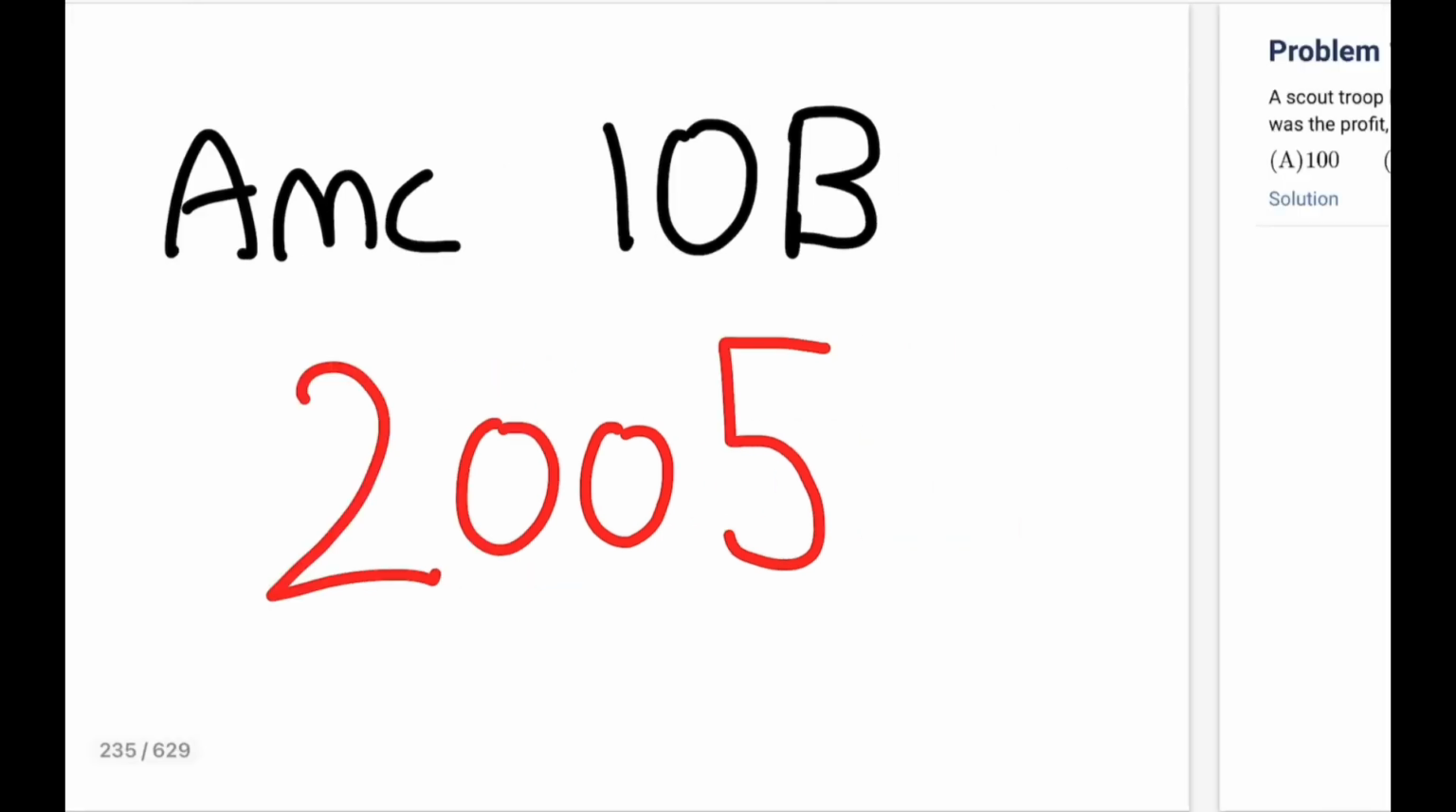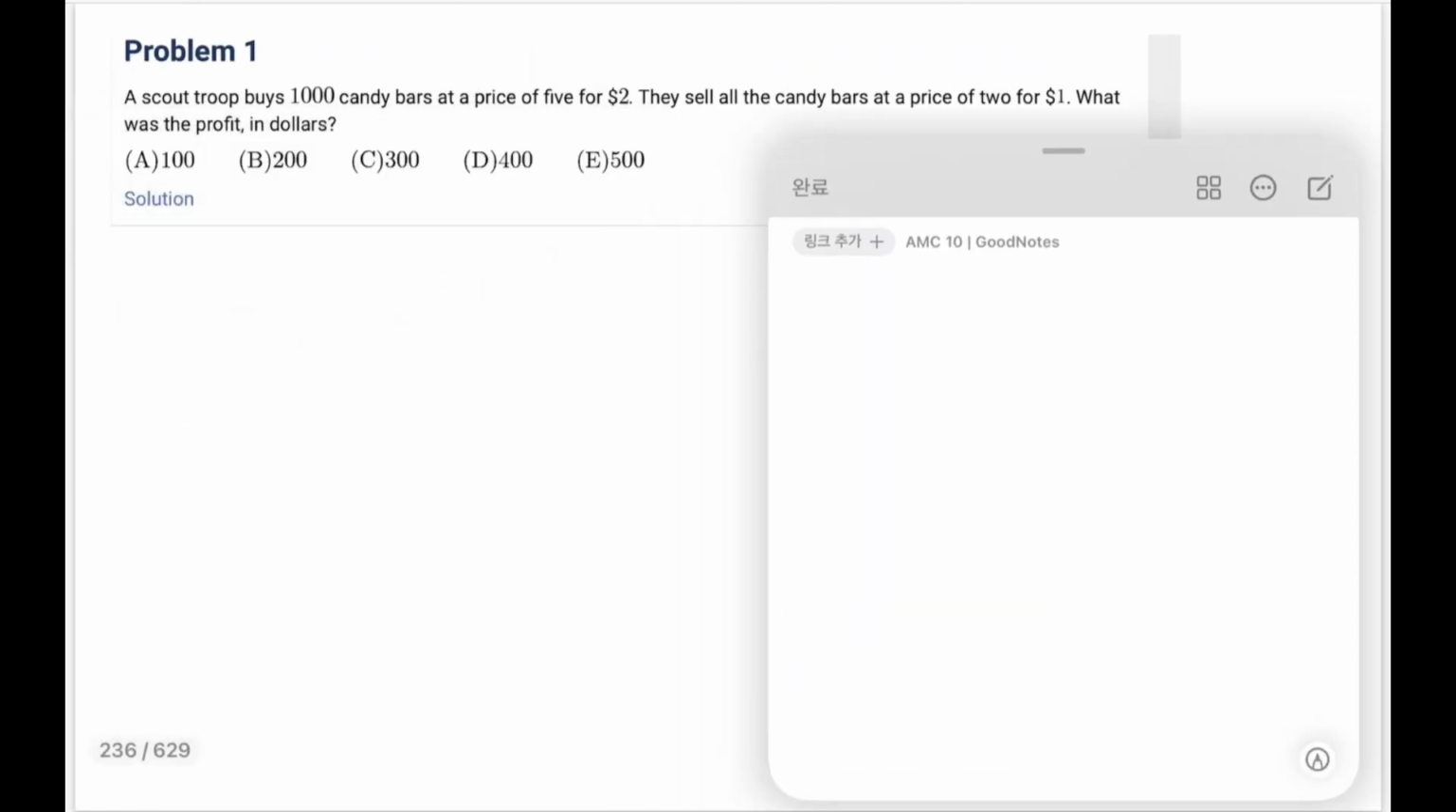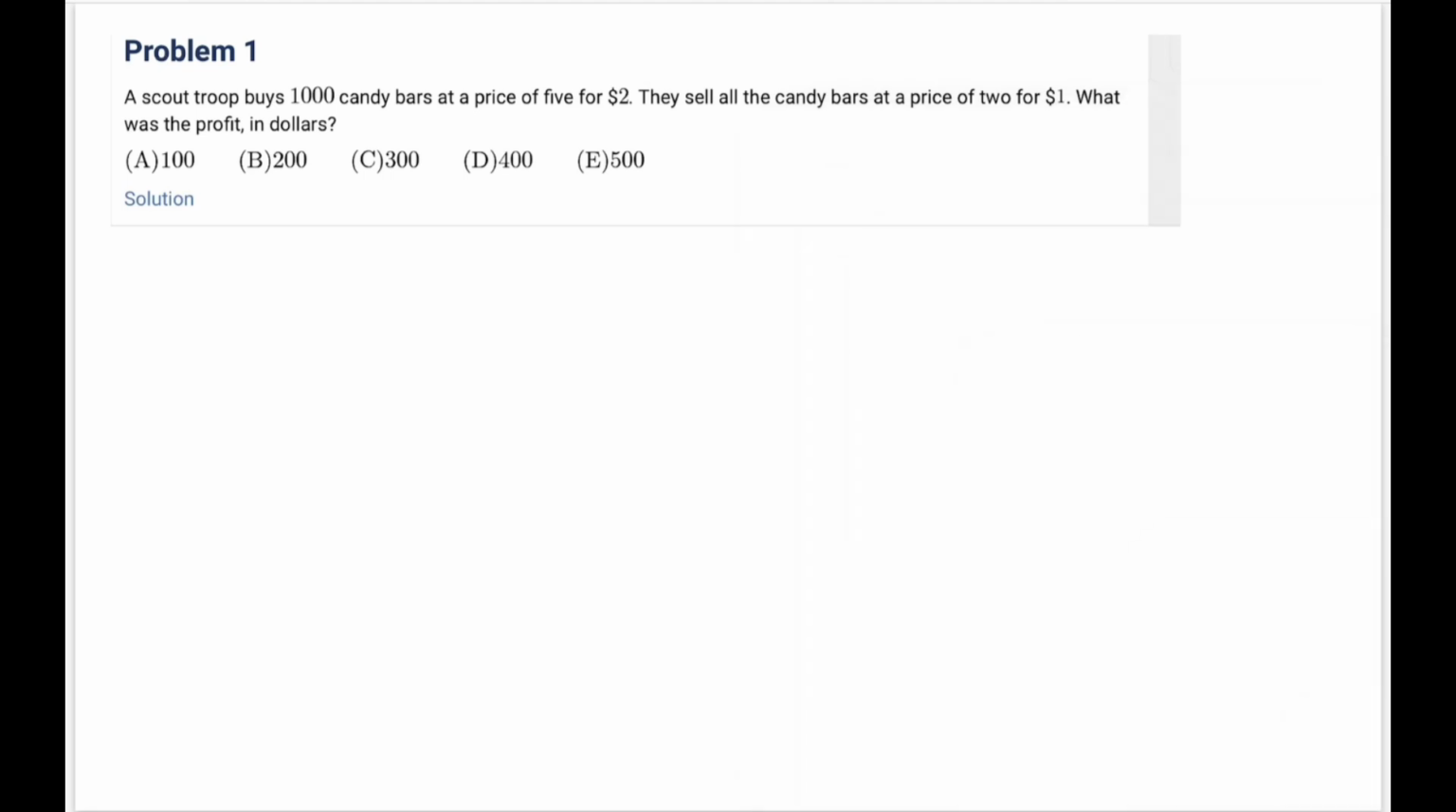So let's get started. First problem, a scout troop buys 1,000 candy bars at a price of 5 for $2. They sell all the candy bars at a price of 2 for $1. What was the profit in dollars? Okay, so 5 for $2 means 10 for $4, so 1,000 for $400. And then they sell it at a price of 2 for $1, so 10 for $5, so 1,000 for $500.